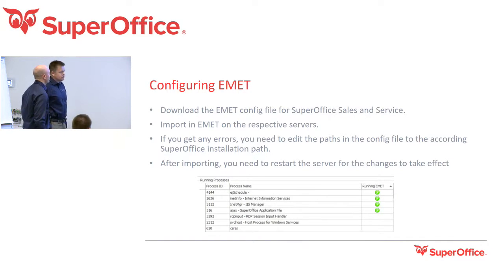And then from our community website, you can download the configuration file. There's one for sales and one for service, and then you import them on the respective servers. If you get any errors, it's because that configuration file has hard-coded paths. If you have installed service or sales in a path other than the default one, you need to go into those configuration files and change the path, so EMET knows where it is installed.